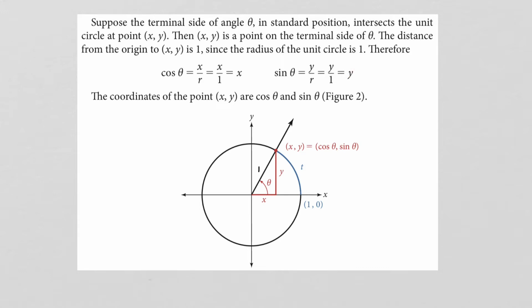So what we have here is when you have a point on the terminal side of an angle theta on the unit circle, the sine and cosine of that angle are given by the coordinates y and x respectively. So if I'm looking at an angle theta and I want to know what is the cosine of theta, it's just the x coordinate of the point of intersection on the unit circle. And sine of theta is just the y coordinate of the point on the unit circle.